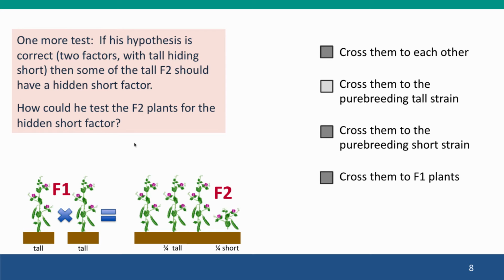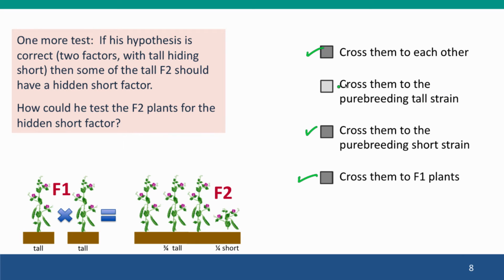Well, he could have done what he did before. He could have crossed them to each other. He could have crossed them to the pure breeding short strain. Again, if there were short alleles in the tall plants, he would have gotten short plants. He could have crossed them back to the F1 plants.